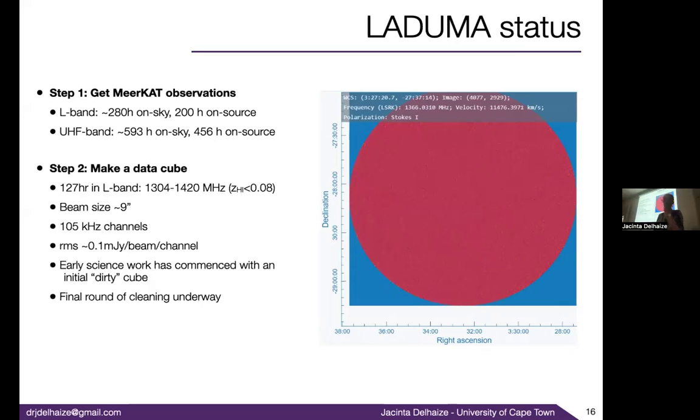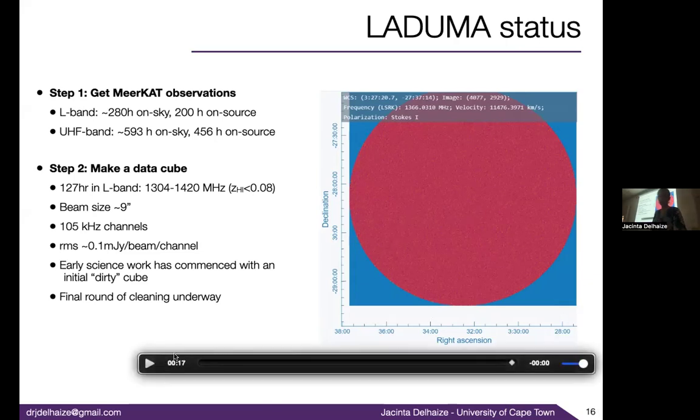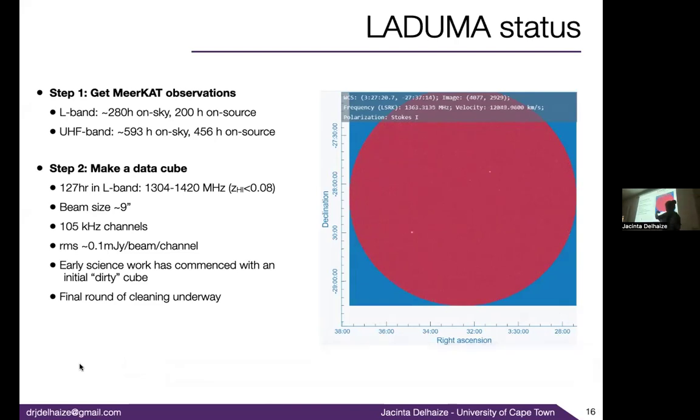So once you've got the data, then you need to make your data cube. Here is an image of one channel of LADUMA, an early LADUMA cube. I'm going to play the movie, so it's going to step through different channels, different frequencies, and you can see the little dots popping up, and they are little H1 galaxies, H1 detections. If you're a radio astronomer, you can read these values and it might mean something to you. If it doesn't, don't worry about it. But basically, we have a really nice dirty cube.